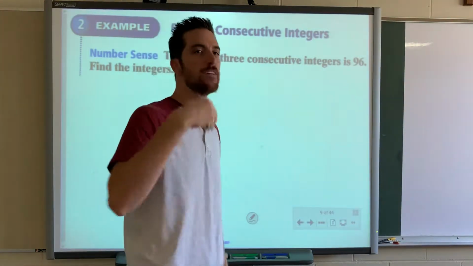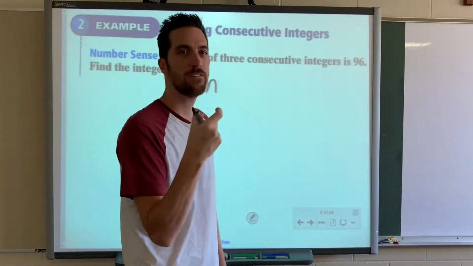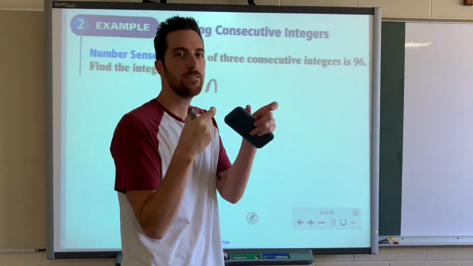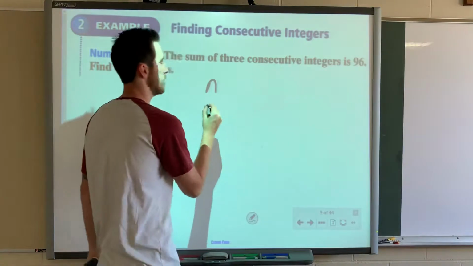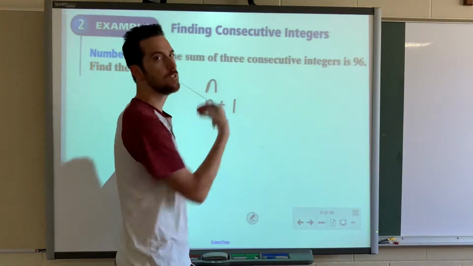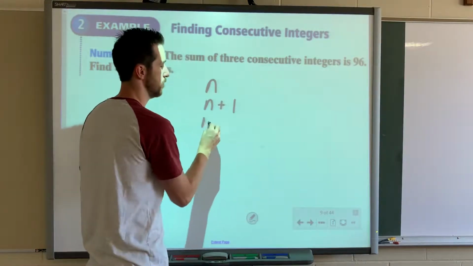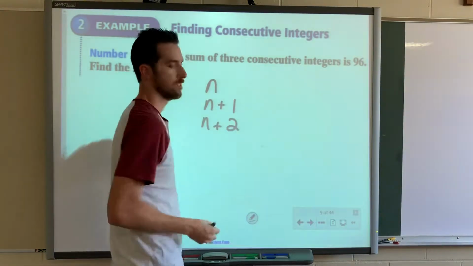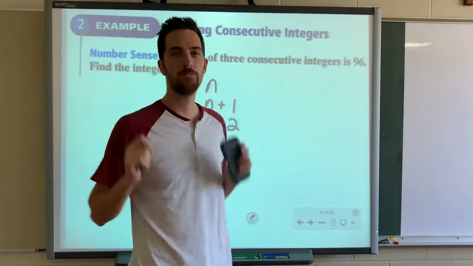Now if you were thinking 7, 8, 9 and the first number was 7, how could you represent 8? Well, it's one larger than it. So you can say the second one is n plus 1. And then 9 would be 2 higher than the original. So I could represent that as n plus 2. These are going to be my three mystery numbers.